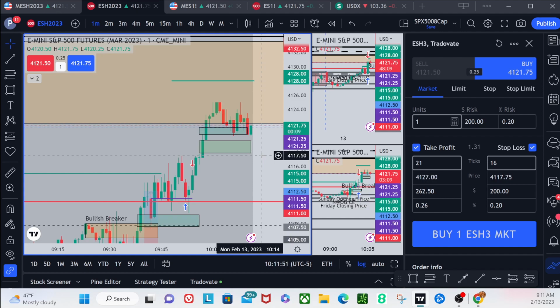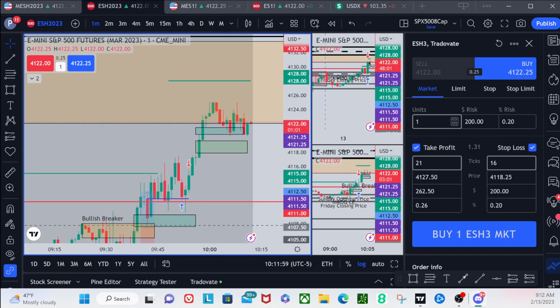If it goes through it and expands, we always have the probabilities of it reaching to the high end, but I don't believe that's something that we should look for this morning. I could be proven wrong. But if it goes through consequent encroachment, it could go to this level here.